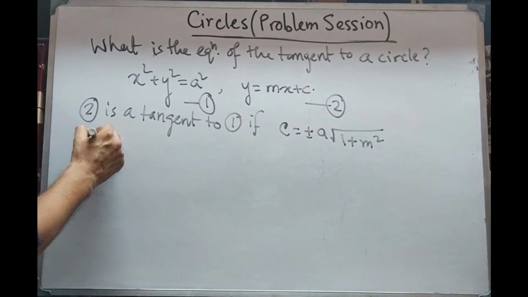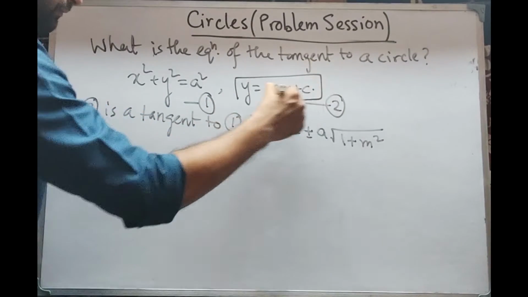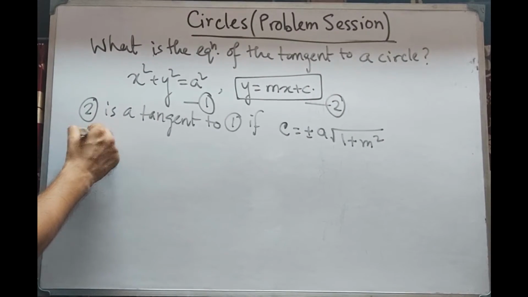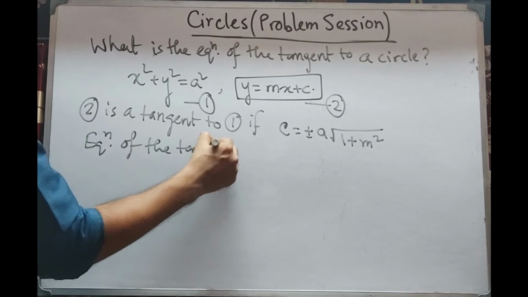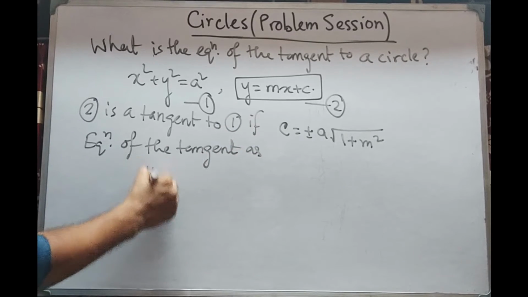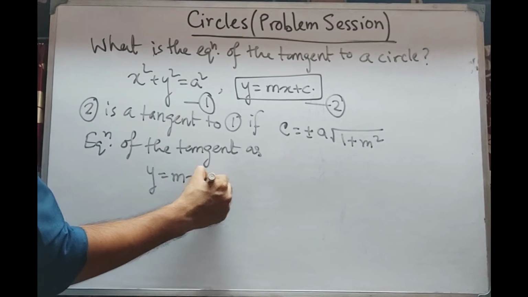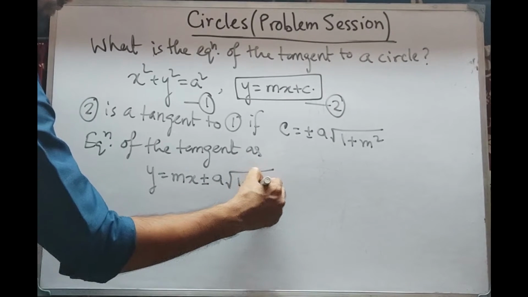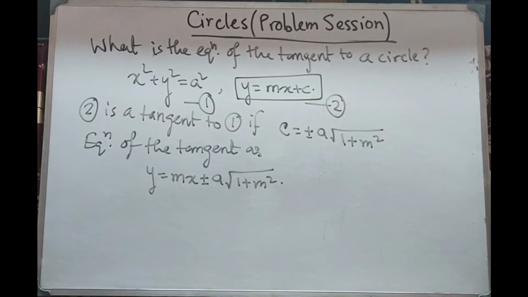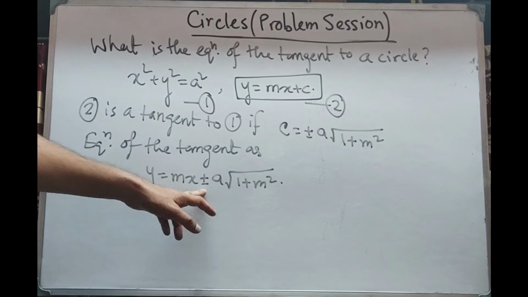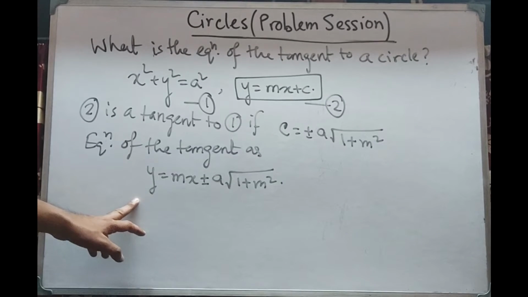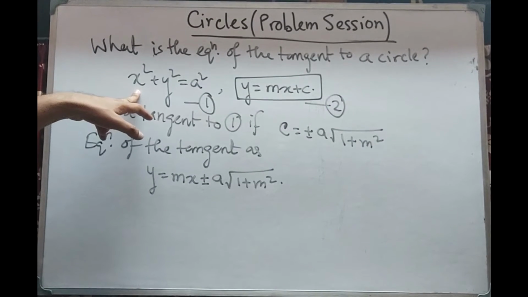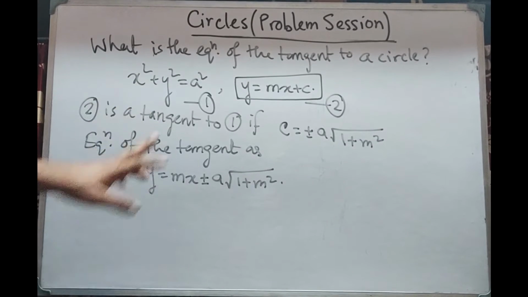That means if this is our tangent, then ultimately you get the equation of the tangent as y is equal to mx plus minus a root over 1 plus m square. So basically you are getting two tangents here, one with the plus sign, one with the minus sign. I think it is okay for everyone. This will be the equation of the tangent to a circle, only if it is in the standard form.